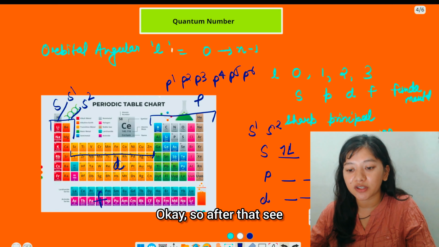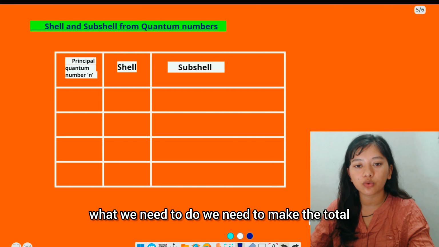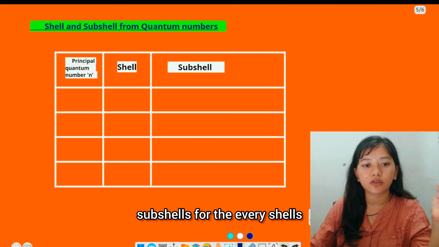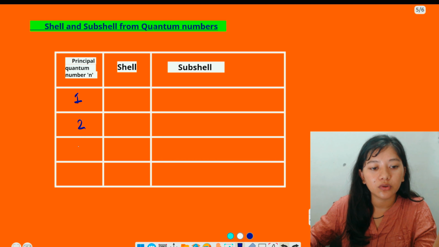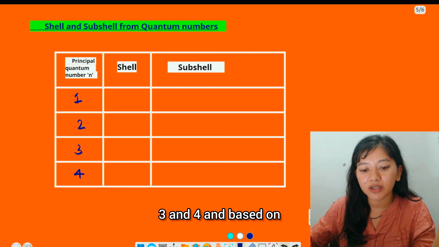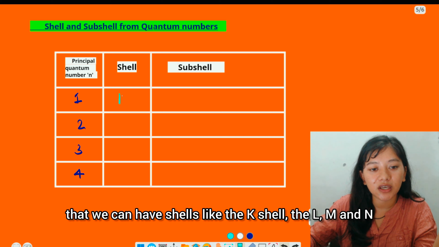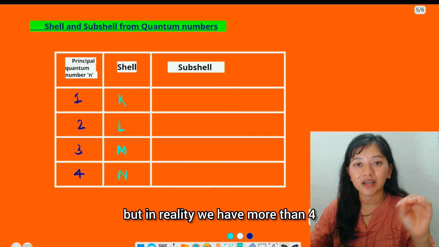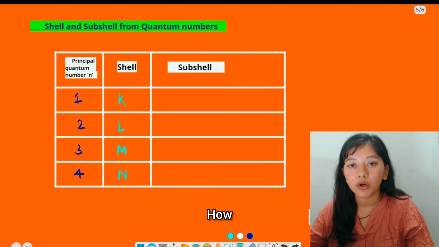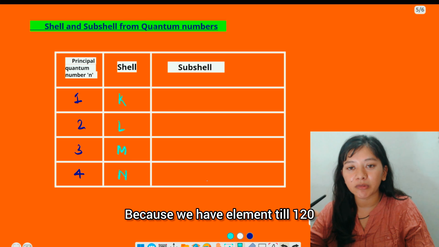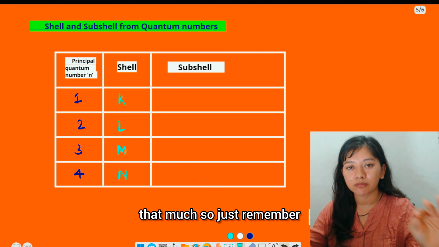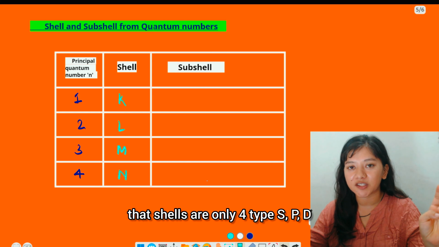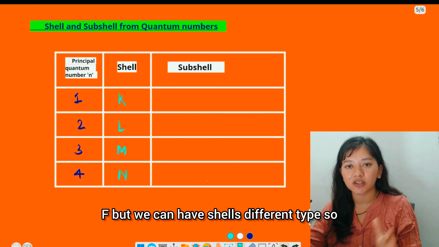Okay, so if we know all these things, now we need to make the total subshells for every shell. The principal quantum number can be 1, 2, 3 and 4, and based on that we have shells like the K shell, L, M and N. I am using just 4, but in reality we have more than 4, because we have elements up to 120 and we need to fill electrons in that many. So just remember that subshells are only 4 types, S, P, D, F, but we can have different shells.